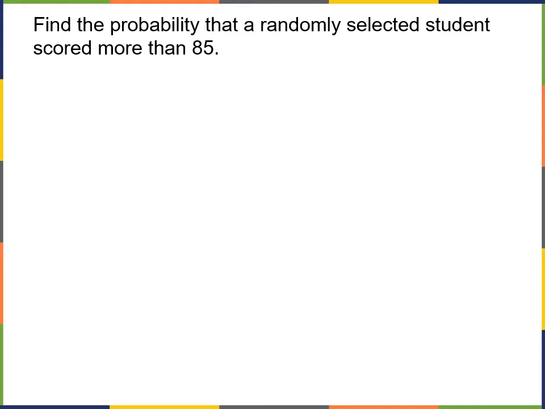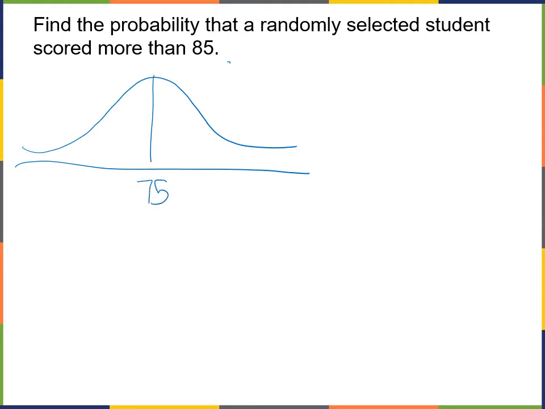How about we keep doing the same thing again? How about we find the probability that a randomly selected student scores more than an 85? Okay? All right. Same problem, normal distribution. The mean is still 75. The standard deviation is still 5. But 85 is now over here. Okay? 85 is right here. So what I want to do is find the probability that someone scores more than that. So I want to find this area.